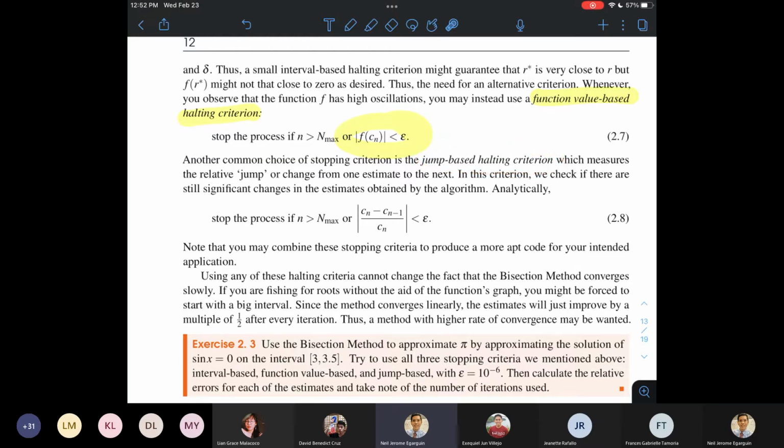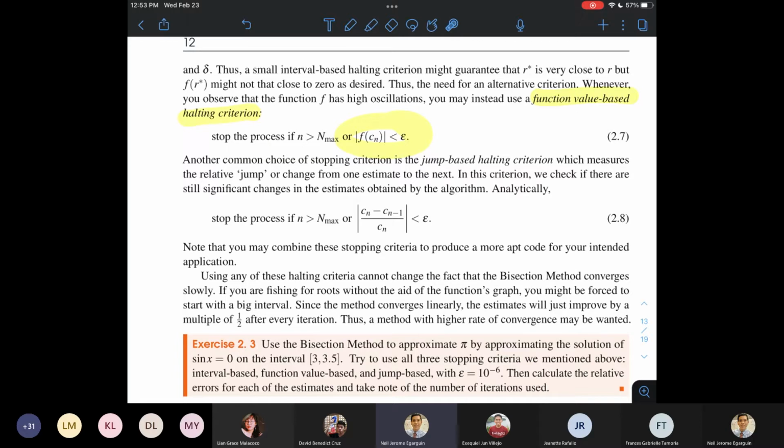Sa jump-based stopping criterion naman, mini-measure natin ilang percent yung pagbabago dun sa estimate. Kapag yung percent change dun sa estimate ay hindi na ganun ka-significant, ibig sabihin, bawat iteration ng bisection method o yung mga pahuling iteration ng bisection method, hindi na ganun kalaki yung pagbabago sa mga C sub n's, then it is not worth it to continue the process kasi you are not getting closer and closer to the solution anymore. Or the computational expense ay hindi na ganun ka worth it. So parang nalulugi ka na. Nagko-compute ka pa rin ng bisection method pero hindi na ganun kalaki yung iginaganda nung estimate.